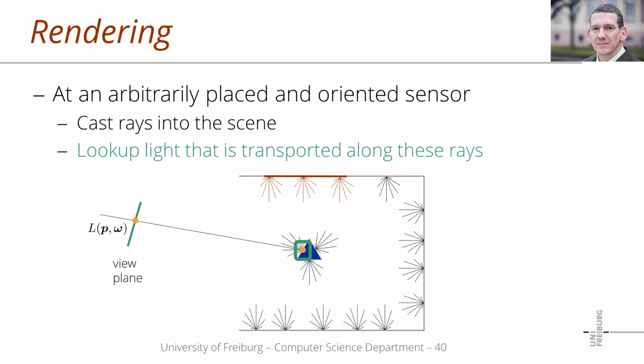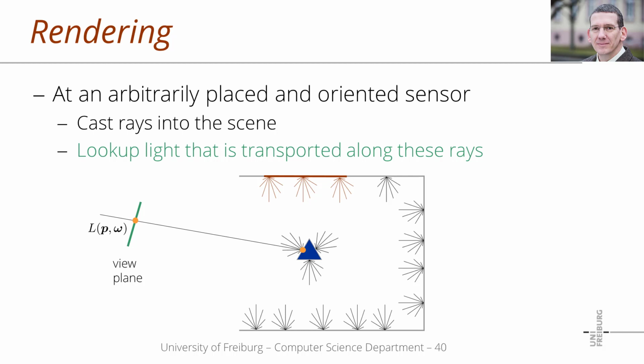For this viewing ray, we compute the first intersection with the scene, here indicated with the yellow dot at the blue triangle, and finally we look up the light that is reflected from the intersection point towards the sensor element. So if you have computed the entire light transport in a scene, then the rendering is a simple lookup. In practice, however, many approaches work the other way around.